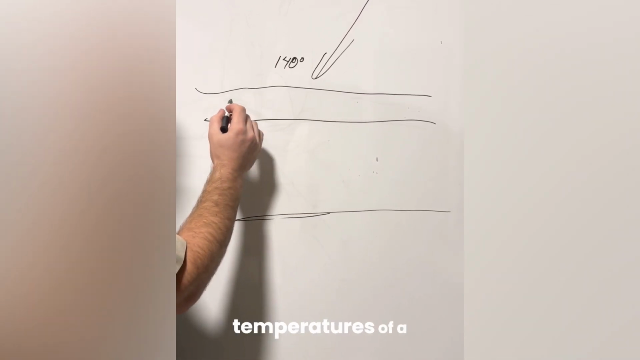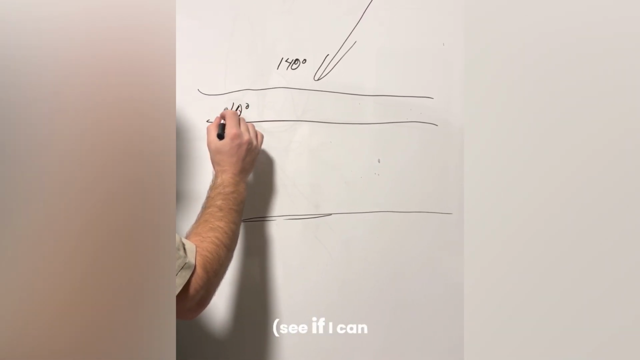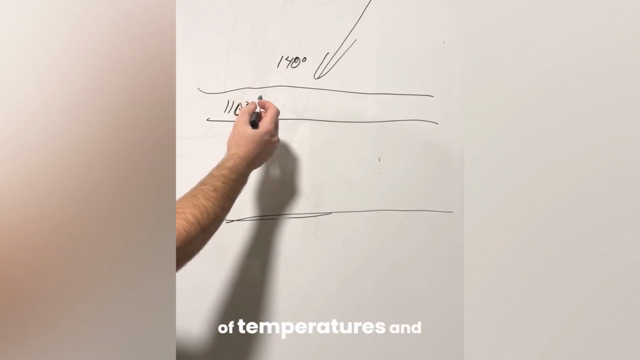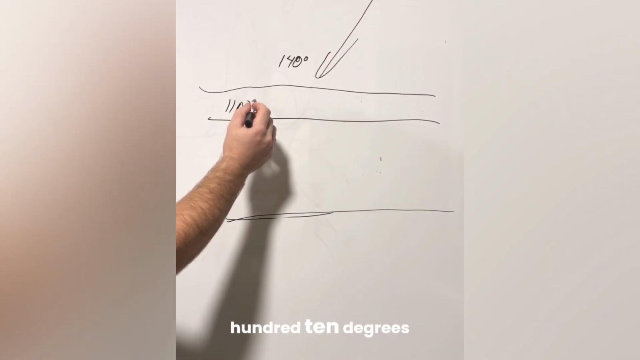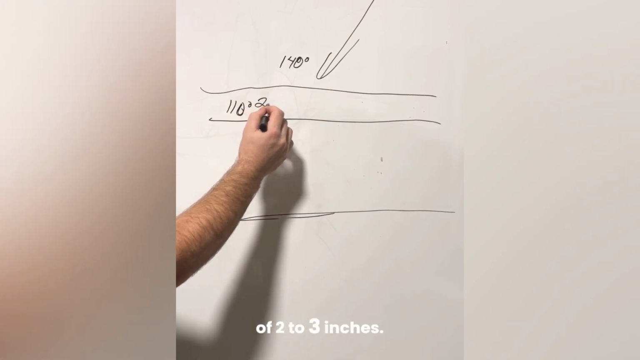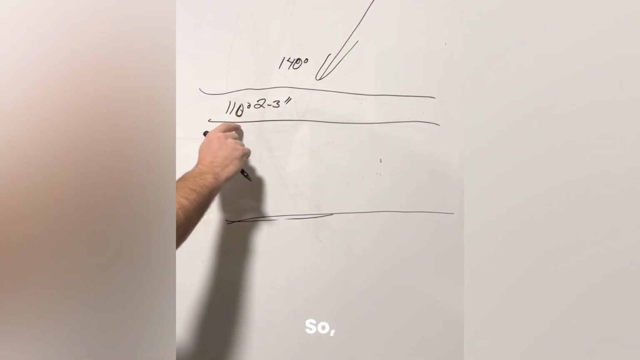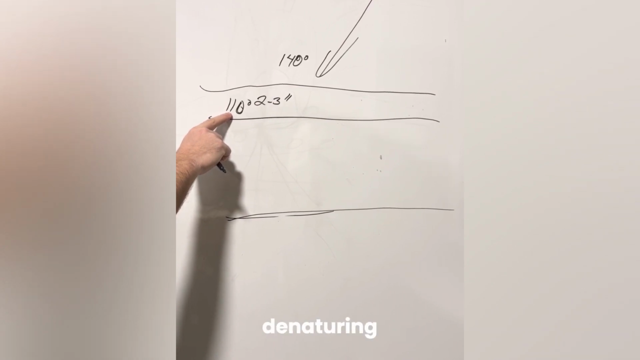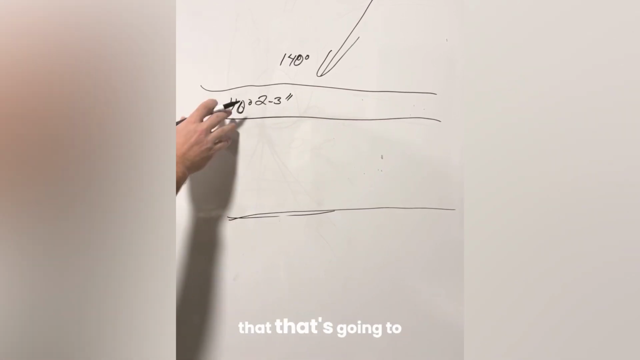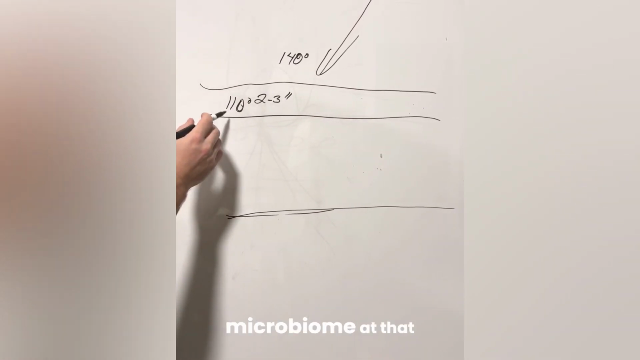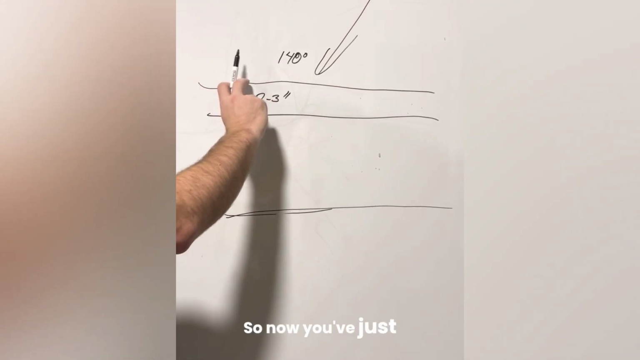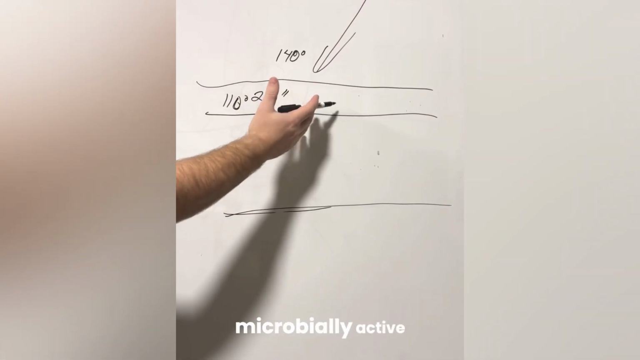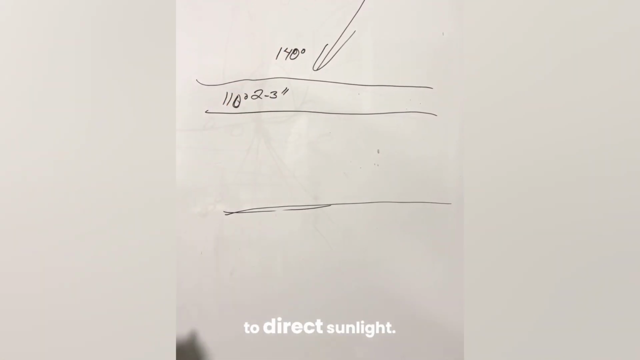That usually translates to temperatures of 110 degrees down to a depth, depending on how conductive the soil is and the moisture levels and all that, of easily 2 to 3 inches. 110 degrees is the temperature threshold at which you get enzymes denaturing, and you can extrapolate that that's going to have a very suppressive effect on the soil microbiome. So now you've just taken the top couple of inches of soil out of the microbially active zone. That soil is not microbially active as long as it is exposed to direct sunlight.